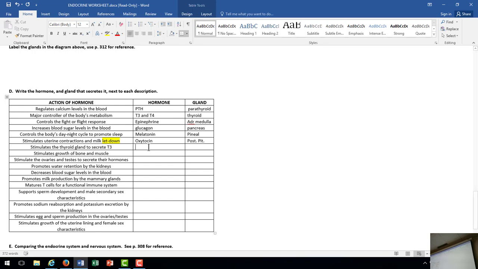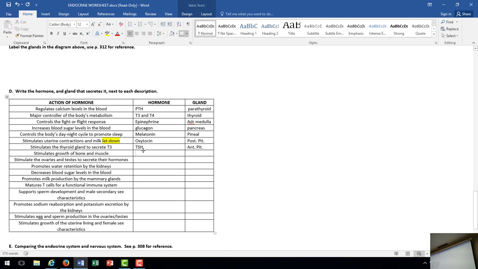And then this is only stimulating. So remember we talked about trophic hormones with the anterior pituitary? So when it talks about stimulating another gland, I want you to think anterior pituitary. Because when its only job is to kick another gland into action, that's a trophic hormone, most often coming from the anterior pituitary. So what anterior pituitary hormone stimulates the thyroid gland? Yep, TSH. And that's the anterior pituitary.